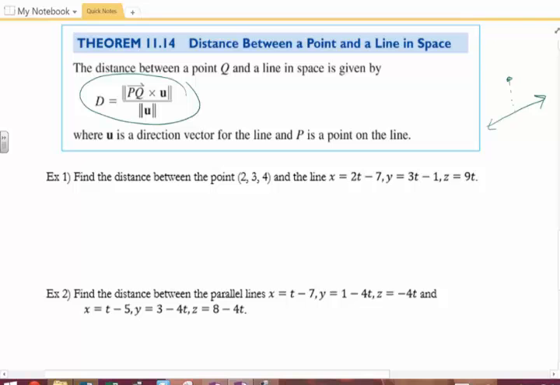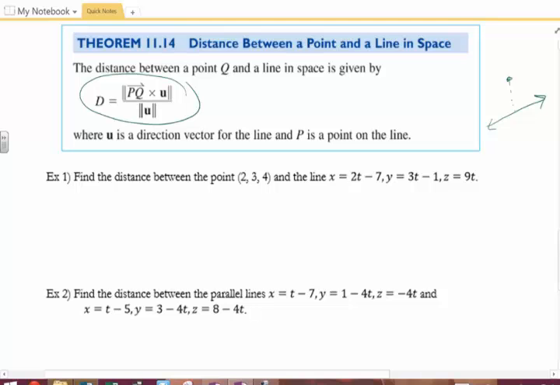So the distance between a point and a line is the magnitude of the cross product of PQ and U over the magnitude of U, where PQ is the vector between a point not on the line and a point on the line. Technically you could do QP also, it doesn't really matter.